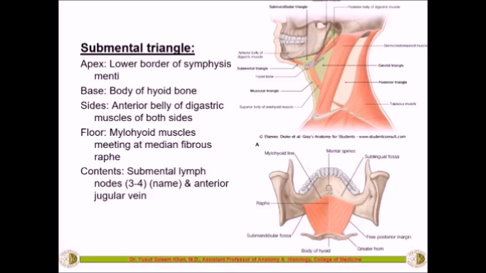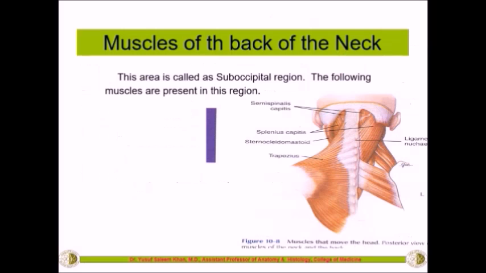So this is about the triangles of the neck. The posterior triangle and the anterior triangle are divided by the sternocleidomastoid. The posterior triangle has the larger occipital triangle, and below we have the supraclavicular triangle. Anteriorly we have 3.5 triangles: the muscular triangle, the carotid triangle, the submandibular triangle, and here a small triangle called the submental triangle.